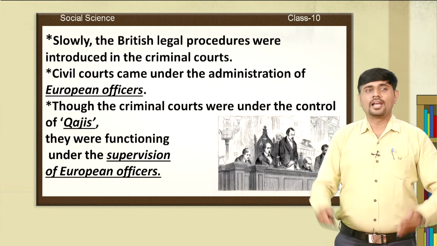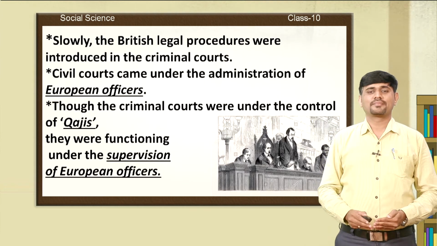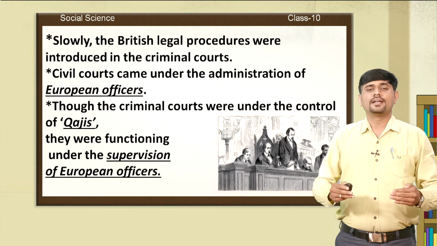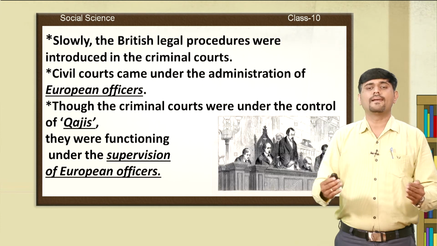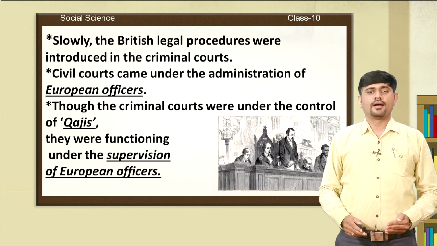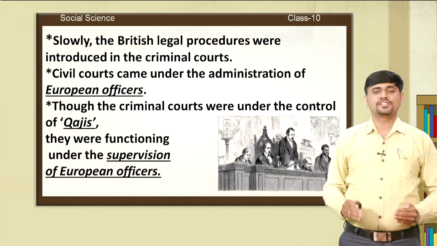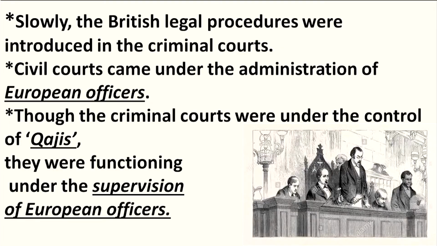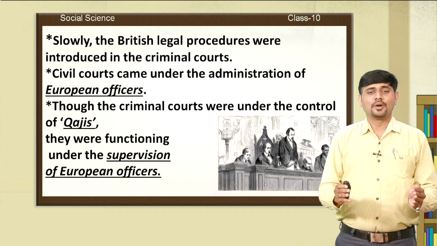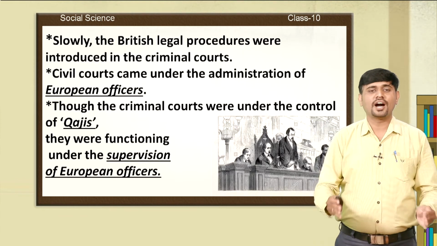Slowly the British legal procedures were introduced in the criminal courts by the British government. The British started improving the legal procedures. A new legal code of conduct was introduced by the British government. And not only that, the civil courts came under the administration of the European officers. Though the criminal courts were under the control of Qazis, finally they were also functioning under the supervision of the European officers. With this, the British were able to establish the new judicial system in India.